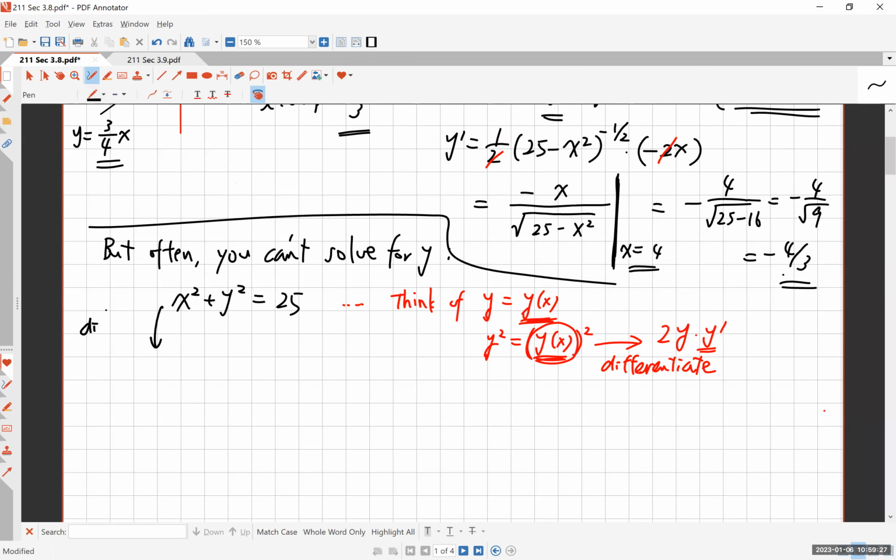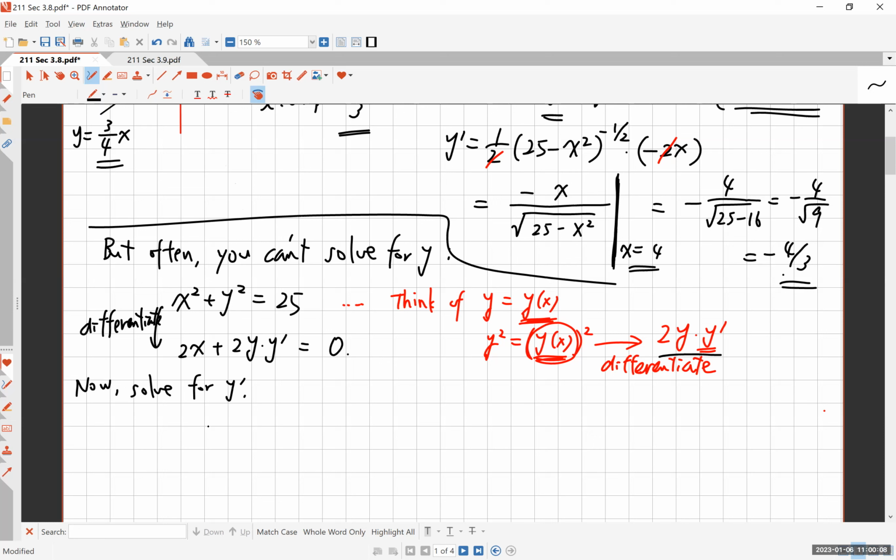We are going to differentiate every term of this equation. So x squared simply becomes 2x because that's the derivative of x squared. When you differentiate anything with y, you have to be careful and you have to insert that y prime. So y squared becomes 2y times the derivative of the inside function, being y. So it's y prime. Now what happens to 25? The derivative of a constant is 0. And now we solve for y prime.